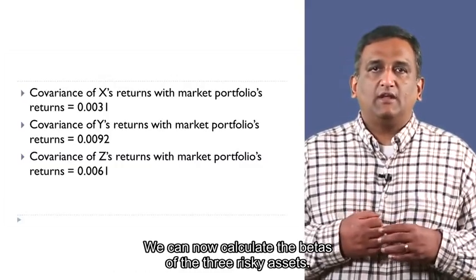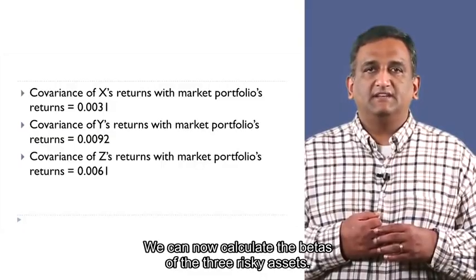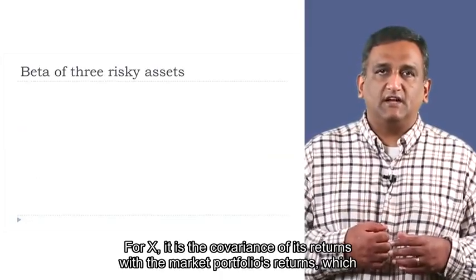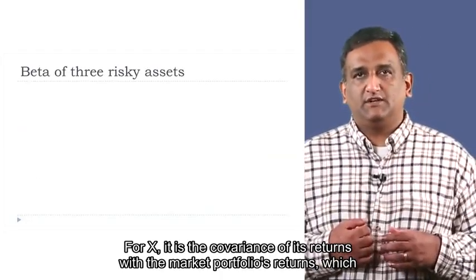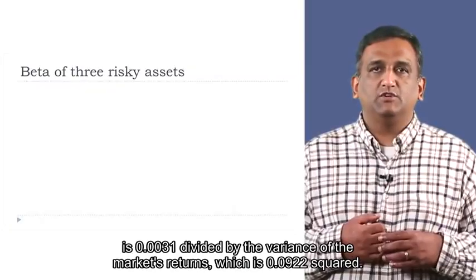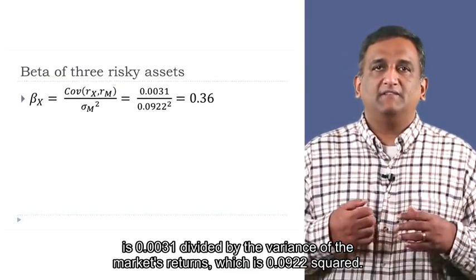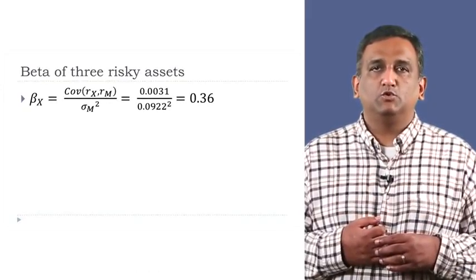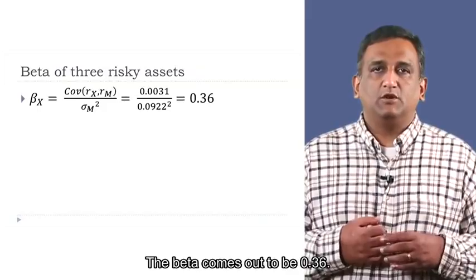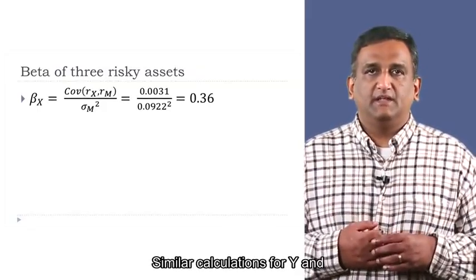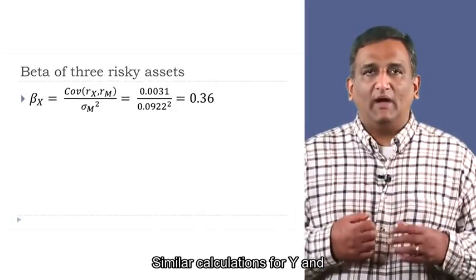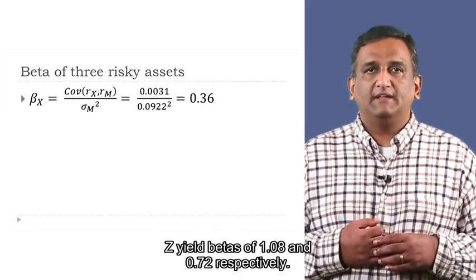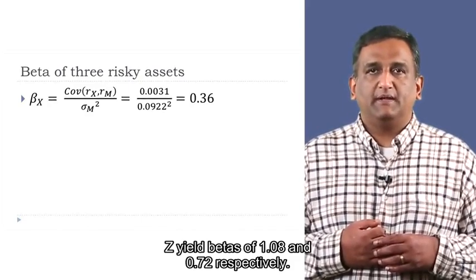We can now calculate the betas of the three risky assets. For X, it is the covariance of its returns with the market portfolio's returns, which is 0.0031, divided by the variance of the market's returns, which is 0.0922 squared. The beta comes out to be 0.36. Similar calculations for Y and Z yield betas of 1.08 and 0.72 respectively.